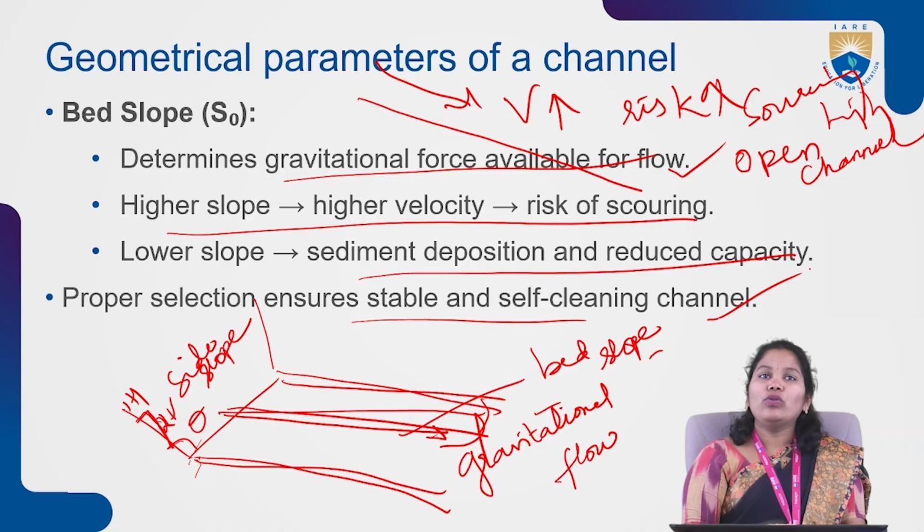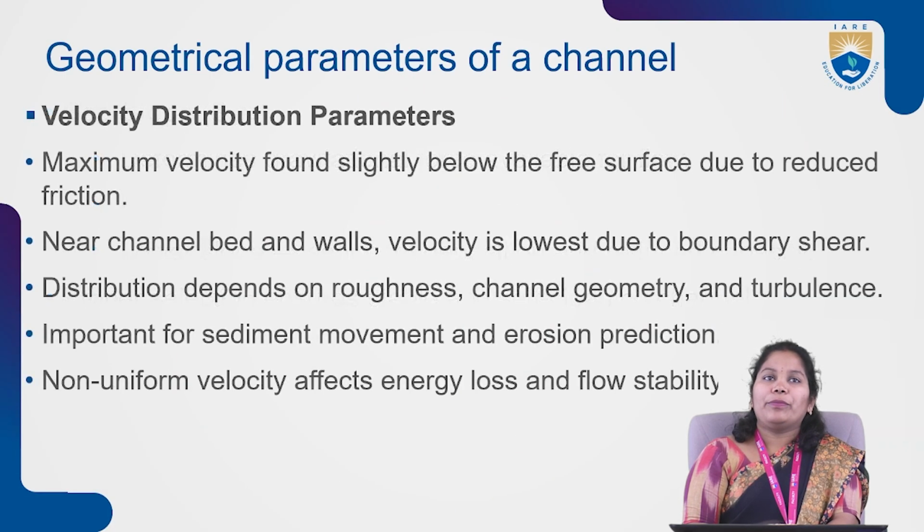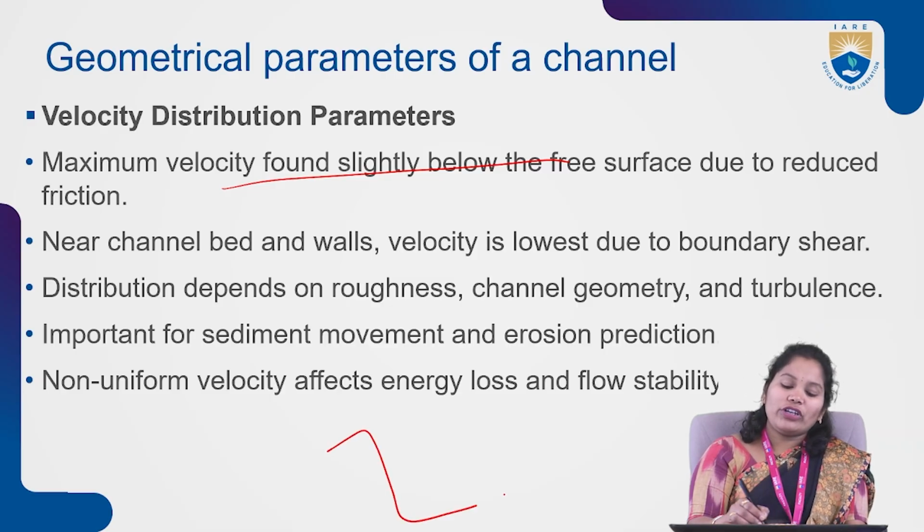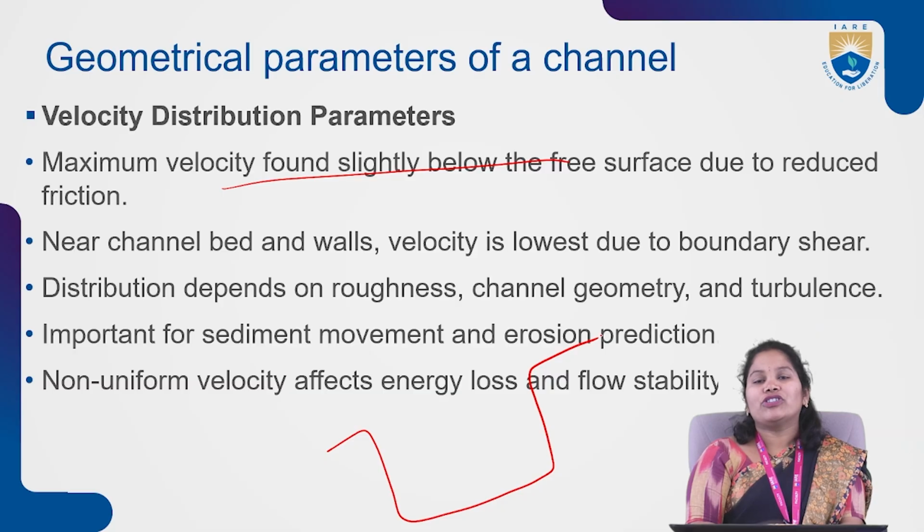It is very important to know the slopes. Side slope is also an important one, and also bed slope, to decide what type and what slope we have to use to design a channel section economically. Now velocity distribution is also a very important parameter, right? Maximum velocity is found slightly below the free surface due to reduced friction. Depending upon your channel section, the velocity distribution may vary.